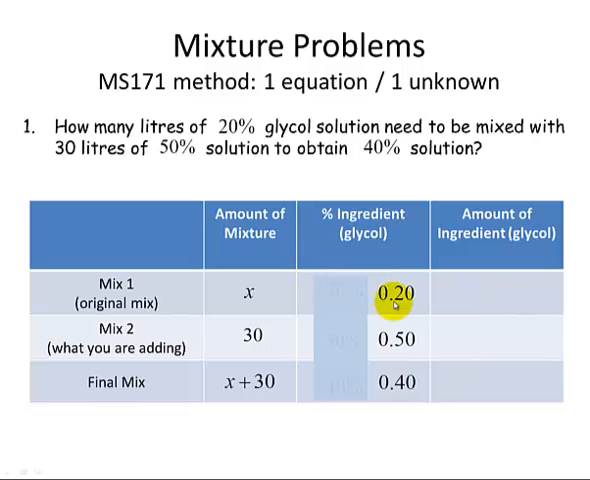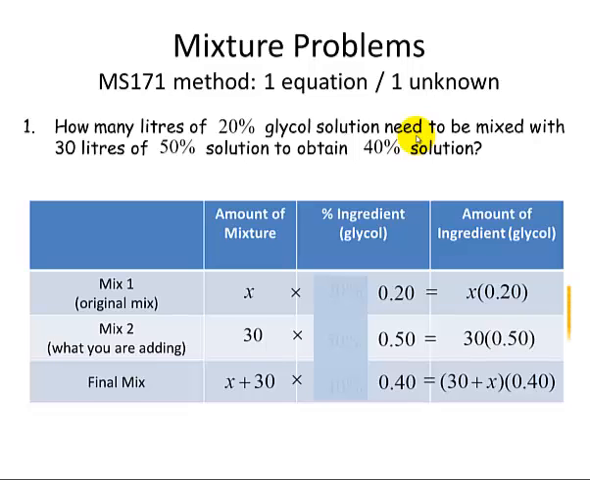Now that I've switched them to decimal form by dividing through by 100, we can populate that last column. So x times 0.2 is our amount of glycol in mixture 1. 30 times 0.5 is our amount of glycol in mixture 2, and the amount of glycol in our final mixture is just the (30 plus x) times 0.4. And where our equation is coming from that we can solve for x is from this very last column here.